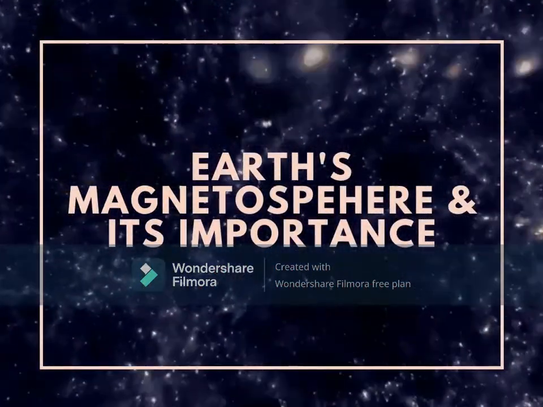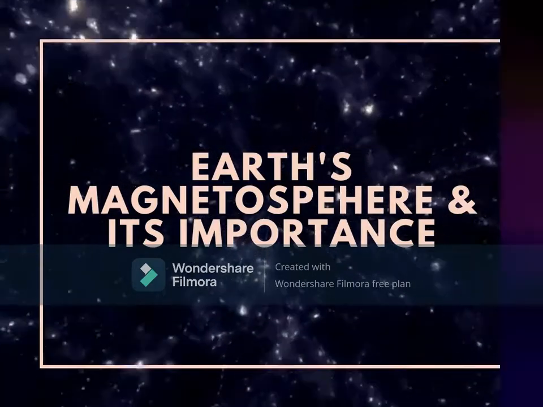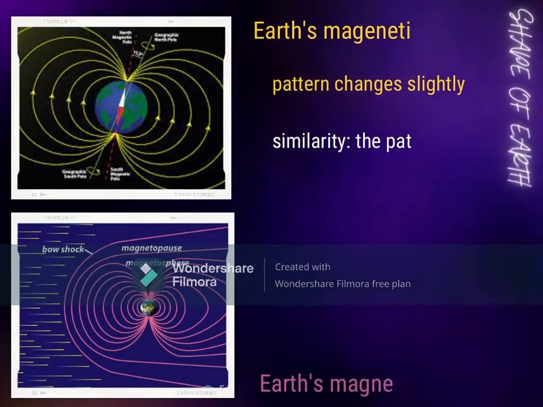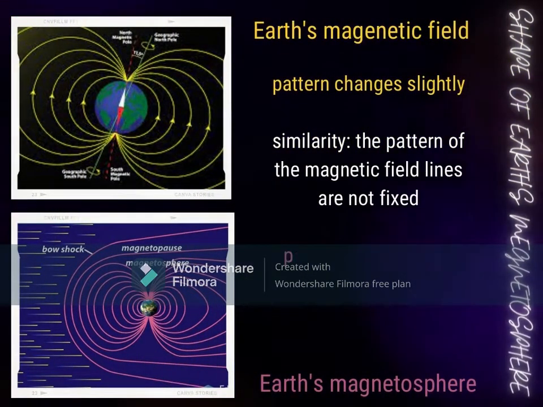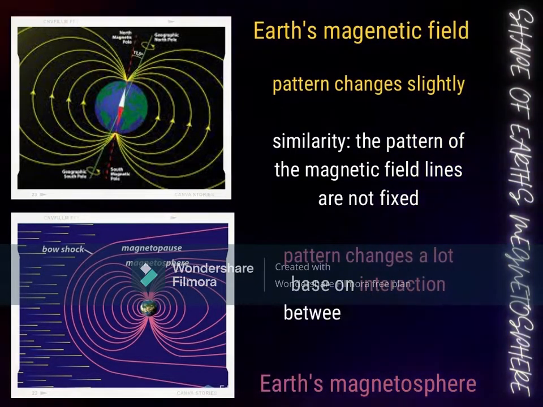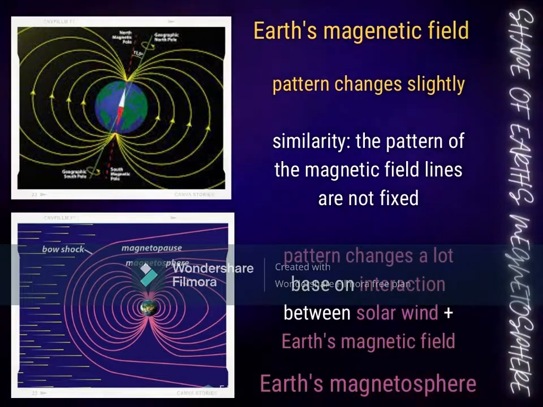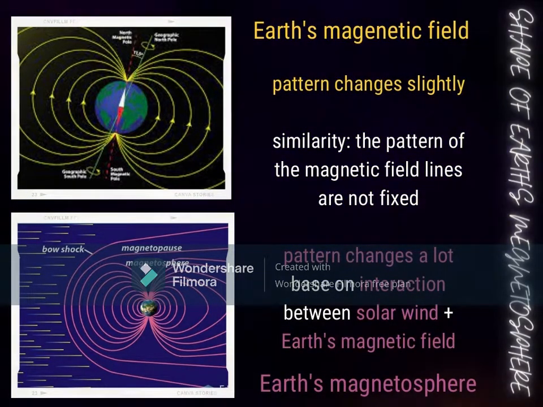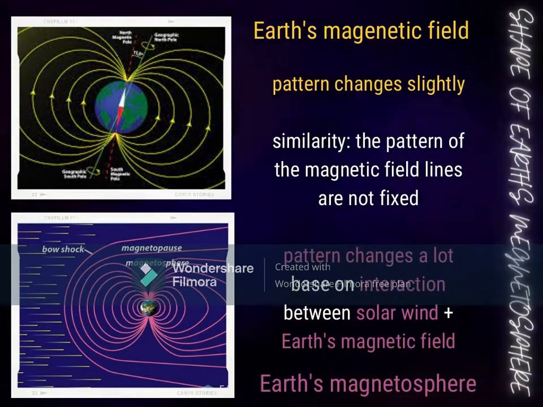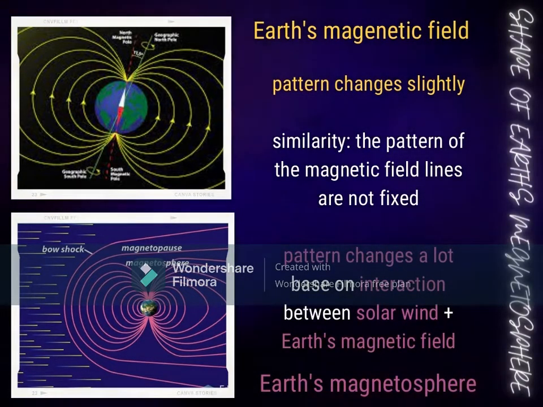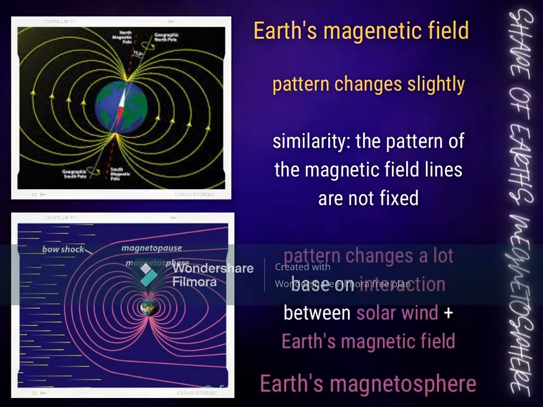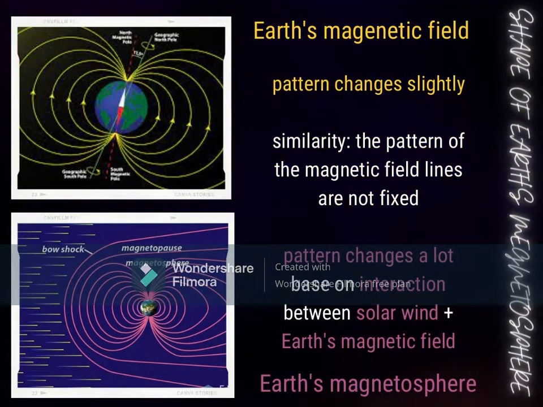Earth's magnetosphere and its importance. First, the shape of Earth's magnetosphere. Compare and contrast the pattern of magnetic field lines between Earth's magnetic field and Earth's magnetosphere. Even though both of these patterns of magnetic field lines are not fixed, the pattern of Earth's magnetic field lines changes slightly while the pattern of the magnetic field lines in the magnetosphere changes a lot, based on the interaction between solar wind and Earth's magnetic field.